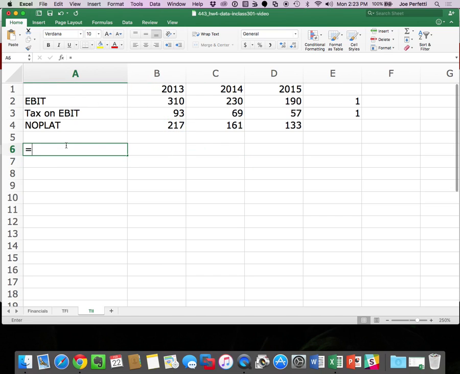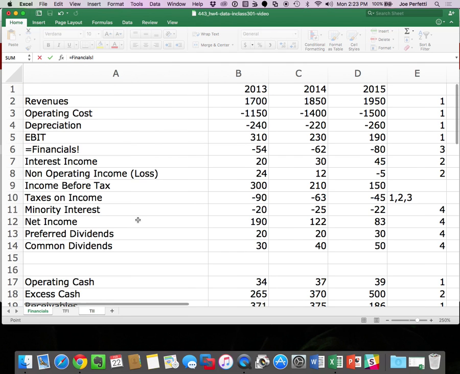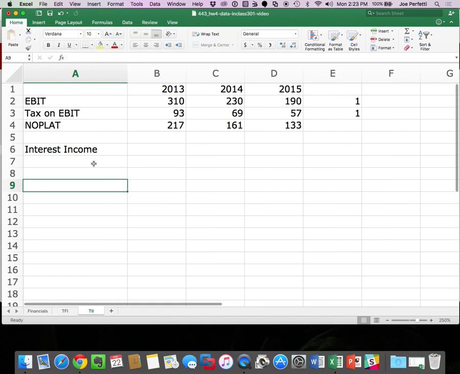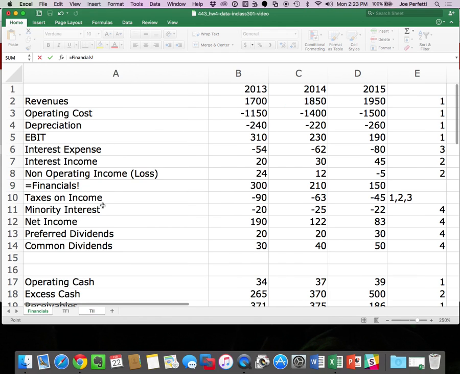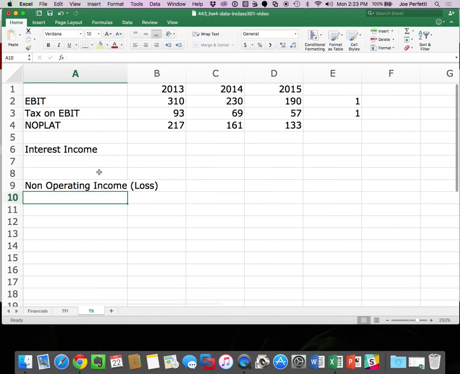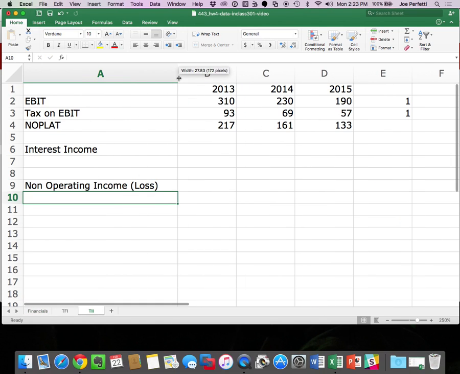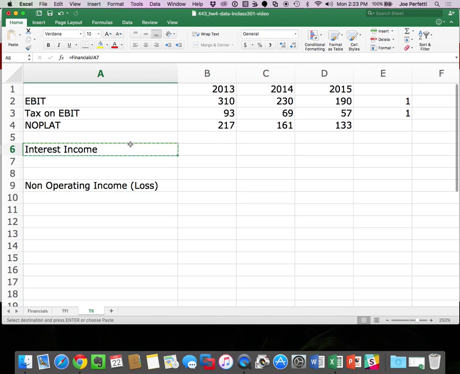For my 2s, I go back to the income statement and I see there are two 2s. One is interest income and the other is non-operating income or loss. All right. Now, here's an interesting question. Interest income is labeled as a 2. Interest expense is labeled as a 3.